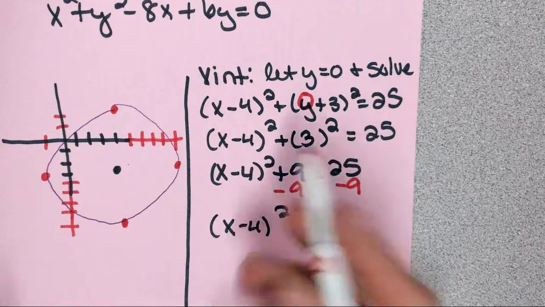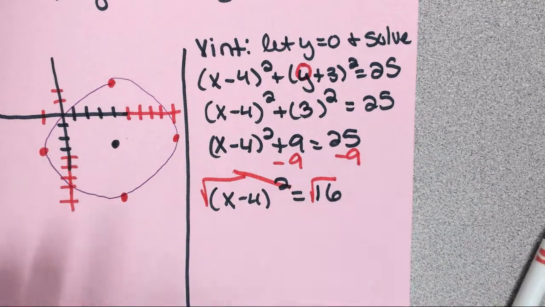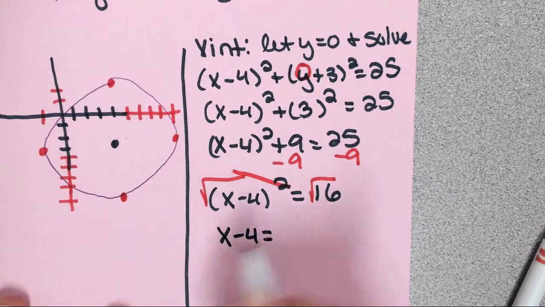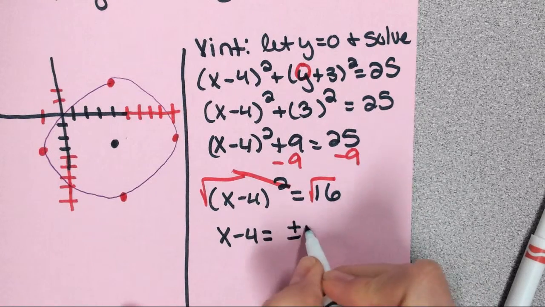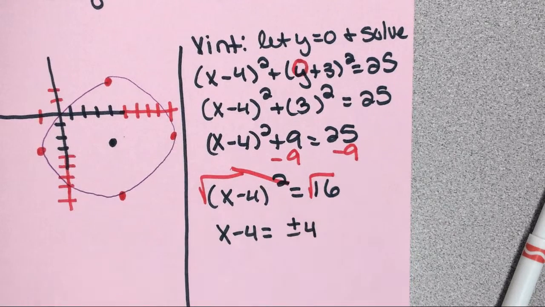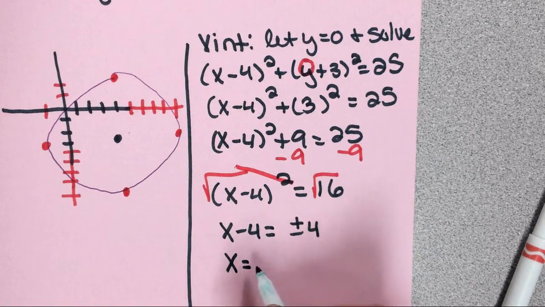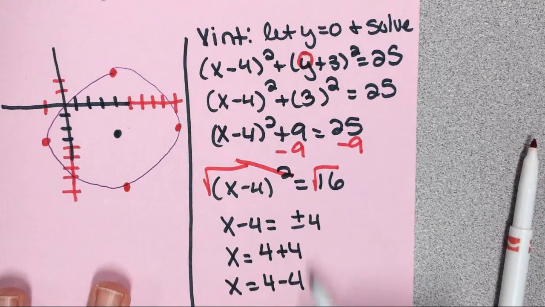So what do we do? Square root both sides. A square root and a square will cancel. And I have x minus 4 equals, what is the square root of 16? No. Ah, there it is. You remembered. It's plus or minus 4. And that's a big deal, because how many x-intercepts do we have? 2. Okay? If I said solve this for x, how would you get rid of a negative 4? Add 4. So you're going to have 4 plus 4, and you're going to have 4 minus 4, because it said plus or minus.